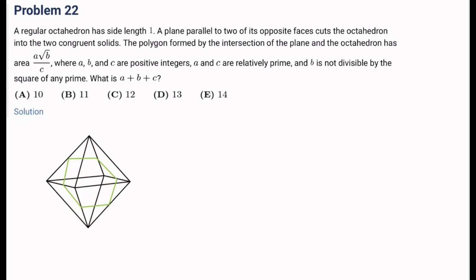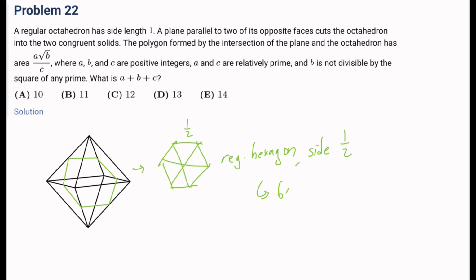And so now we can see that this is a regular hexagon, right? And all of its side lengths are 1/2 of the side length of the octahedron, which is 1/2, right? And so this is going to give us 6 equilateral triangles. So 6 times root 3 over 4 times 1/2 squared. And so this is going to be equal to 6 times root 3 over 16. So this is 3 root 3 over 8. And so this is the answer.